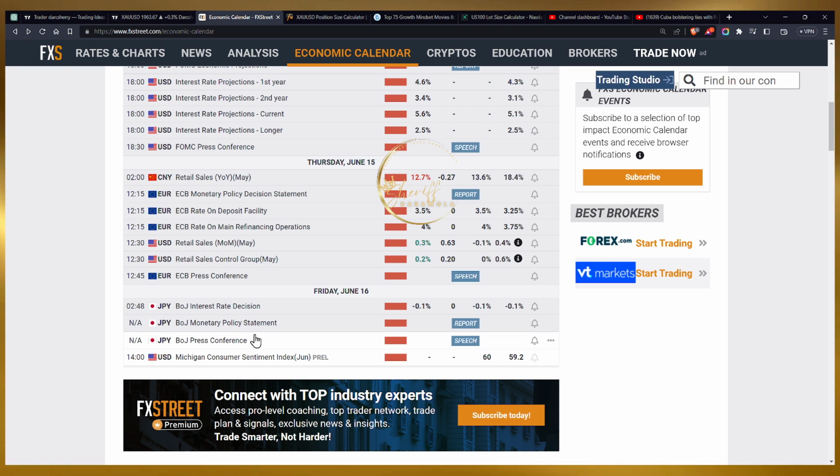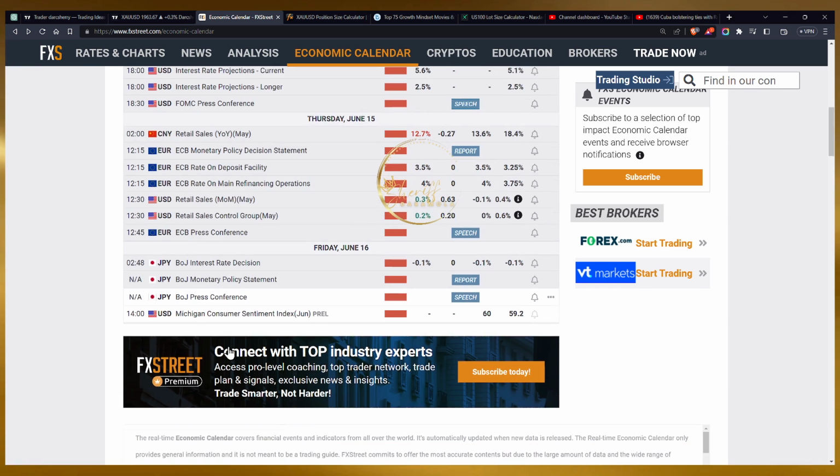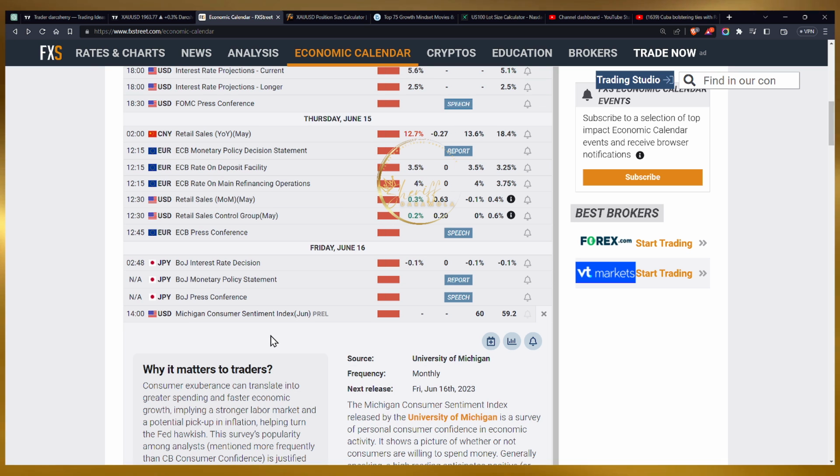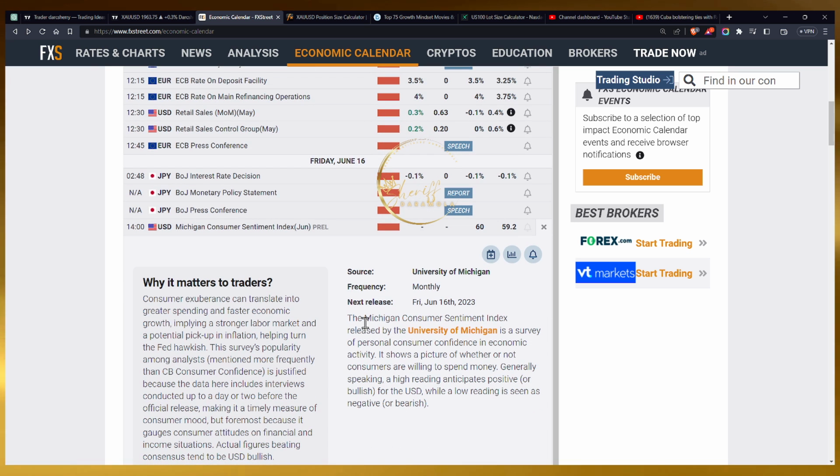Then we also had the monetary policy statement and the press conference. I'm yet to get a highlight on that one, which I'm not going to be able to talk further on at this point. Then we have the Michigan Consumer Sentiment Index, which is coming up later, I think in about 3 hours from now.